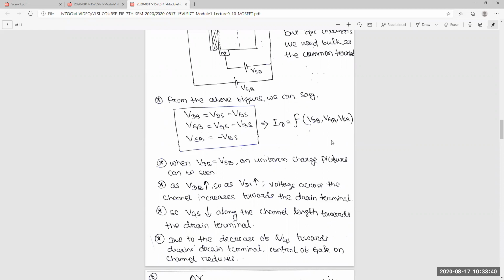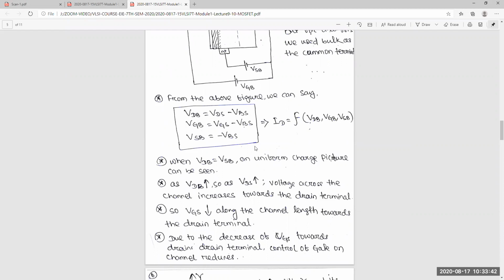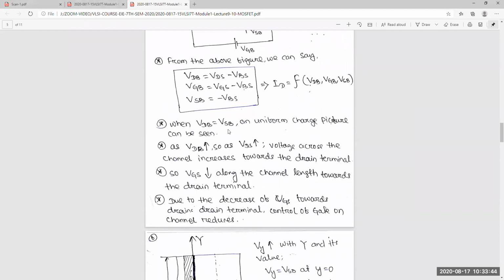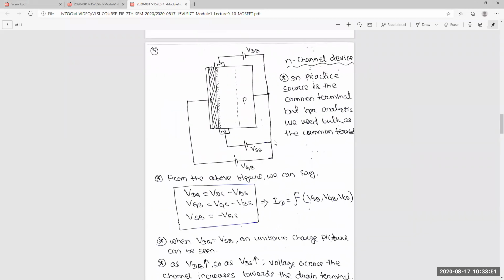Okay. So here in the text you can write when VDB is equal to VSB. Okay. So a uniform charge picture can be seen. Here is also another way you can think about it: if VSB is equal to 0, that means it's nothing but VGS. But what we said is that source is the reference. So here you can say it's VGS if VSB is 0. And again, this is also VDS.